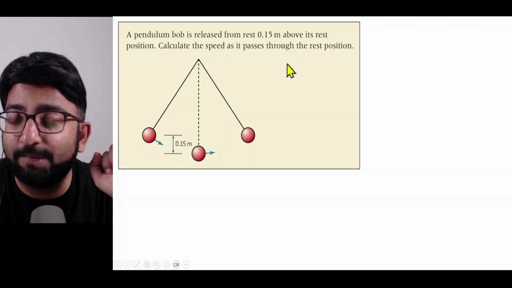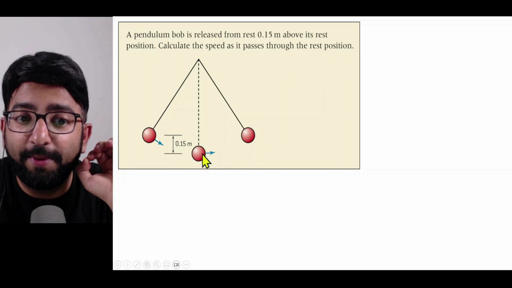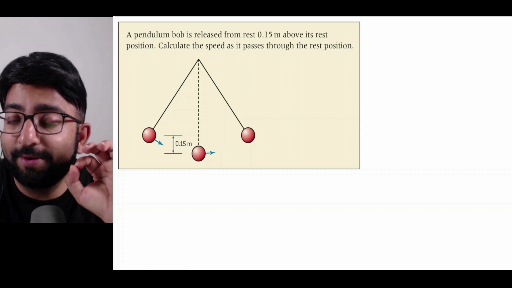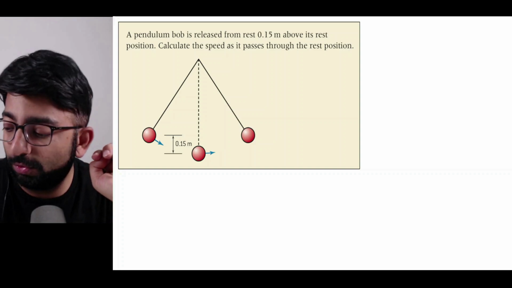Calculate the speed as it passes through the rest position. By rest position, the question means the point when the object is at the center. So how do we solve it? We have to conserve the mechanical energy at two points. Which are those two points?